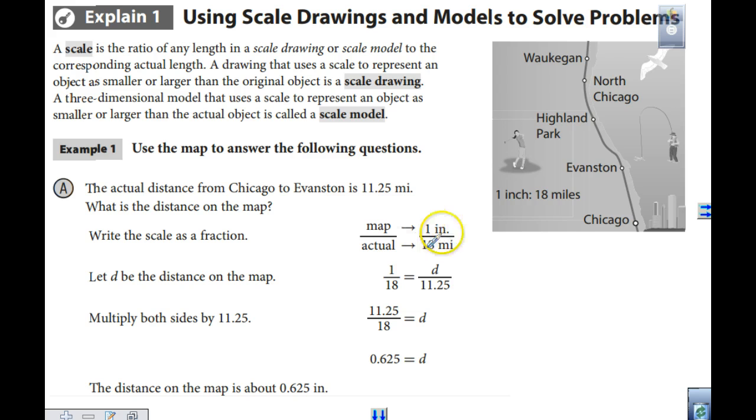So they'd say 1 inch on a map on a piece of paper is really 18 miles. And we can go through and figure it out. Say, okay, if the map is 1 inch and actual is 18 miles, and I'm going to go 11.25 miles, notice how it's on the bottom because actual is on the bottom. How do I know if 11.25 goes on top or bottom? Good question. Is it the map or is it the actual? Then we can solve it. Multiply both sides by 11.25. See how you need to use a calculator here.